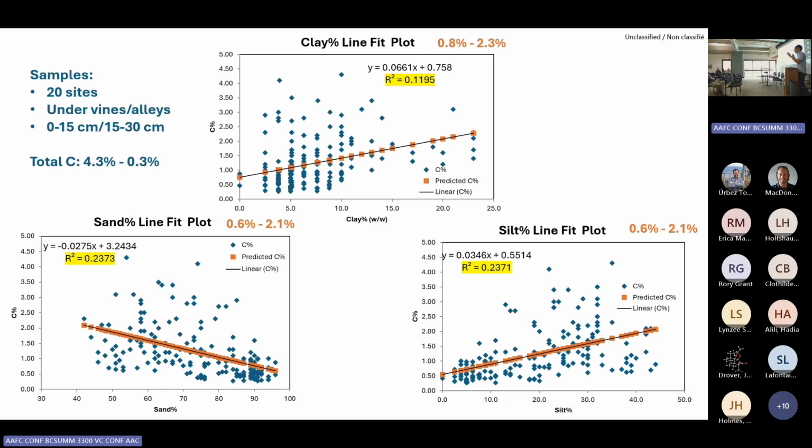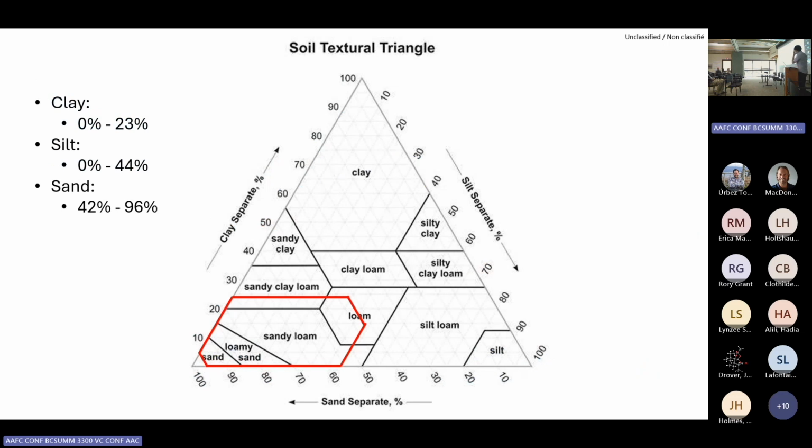But I'm not an expert in soil science, so maybe it's better to reach out to our soil scientists like Kirsten or Maddie for the really detailed answer. And the other thing I did was play around with the data. I drew the range of where our soil is.